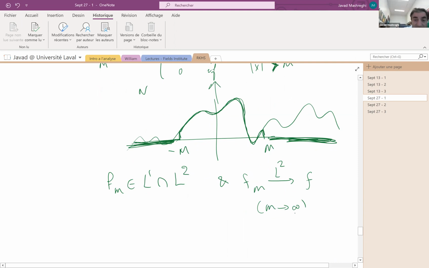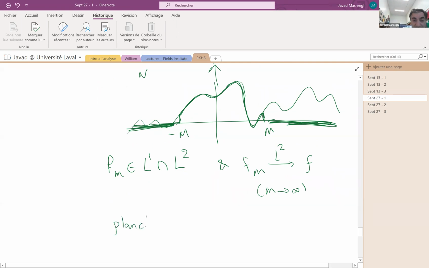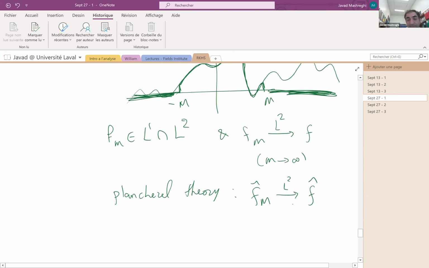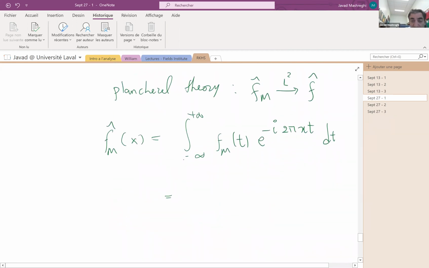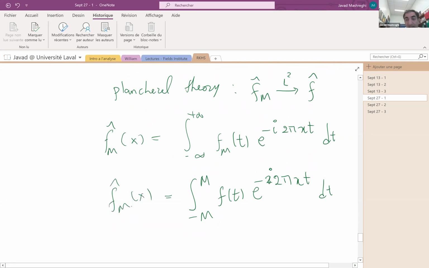Therefore, based on the Plancherel theory, f_m hat goes to f hat in L2. But what is f_m hat? We know a precise formula for it because it is in L1. f_m hat of x is equal to the integral from minus infinity, the original definition, of f_m of t e to the minus i 2 pi x t dt. And then because of the way we chopped, it's the integral from minus m to m of f of t e to the minus i 2 pi x t dt. That's f_m hat.